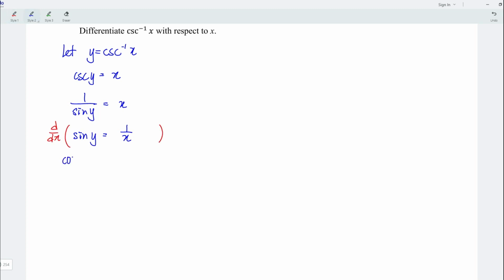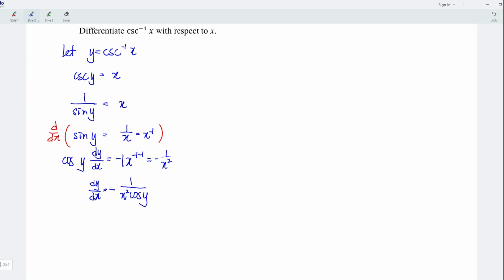Differentiate sine is cos, but this is variable y, which means that we have to differentiate this variable with respect to x, and we obtain dy/dx. And for the right hand side, 1 over x is simply x to the power of -1. When we differentiate, power bring down and power loss 1. So we have -1 minus 1, and this is equal to -1 over x squared. Rearrange the equation, we obtain dy/dx is equal to -1 over x squared multiplying cos y.